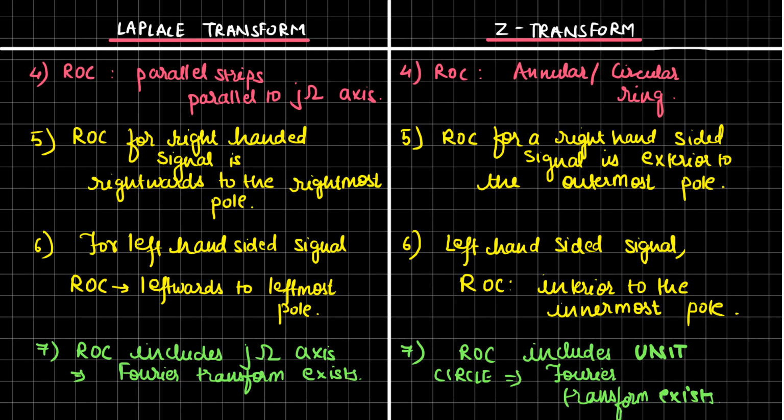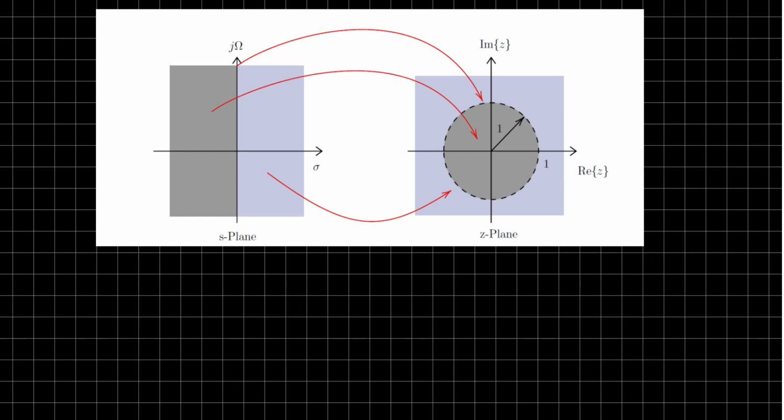Let us try to analyze this graphically. Now this is a typical Laplace plane or S-plane, and this is a typical Z-plane. Now this is the imaginary axis of S, that is j times imaginary of S, that is the j omega axis, and this is imaginary of Z or j times imaginary of Z, and here it is sigma, that is the attenuation factor, and this is the real part of Z. Now this is the unit circle.